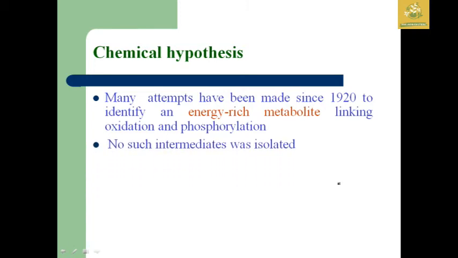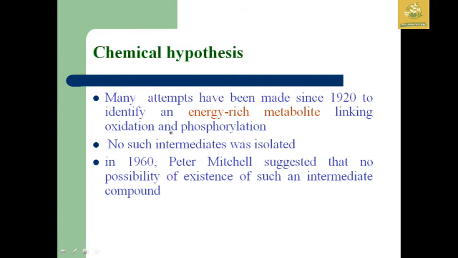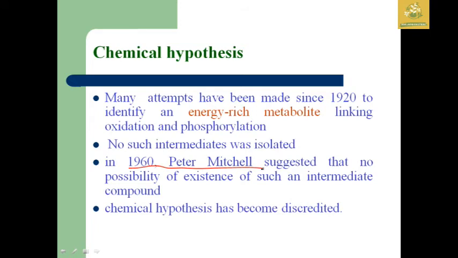But no such intermediates were isolated by them, and in 1960 you must remember the year Peter Mitchell, one of the scientists, suggested the possibility that an intermediate compound is not present in the mitochondria, and the chemical hypothesis was discredited due to his work. After that the chemiosmotic theory was proposed.